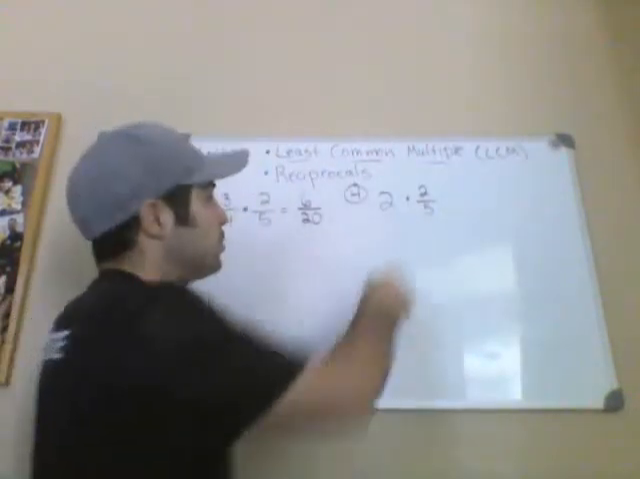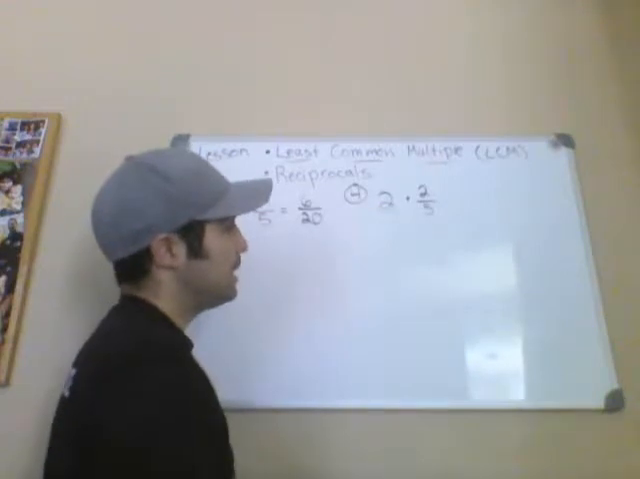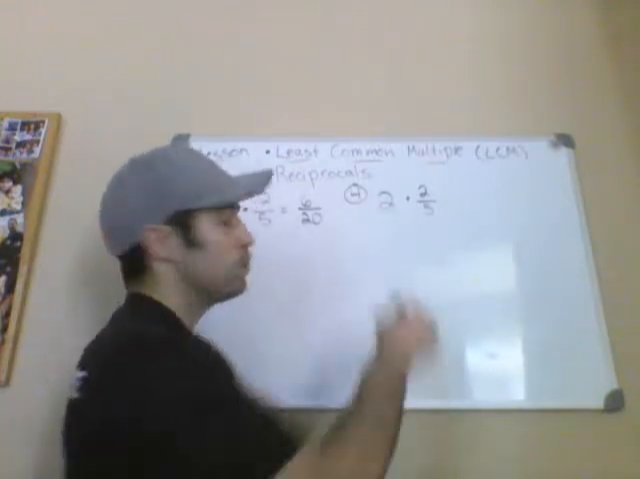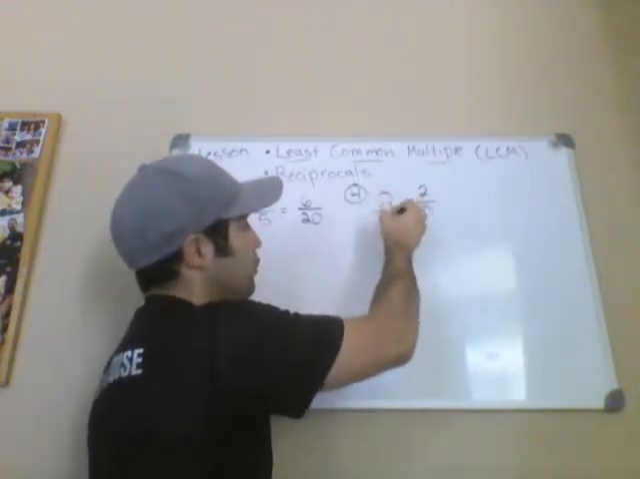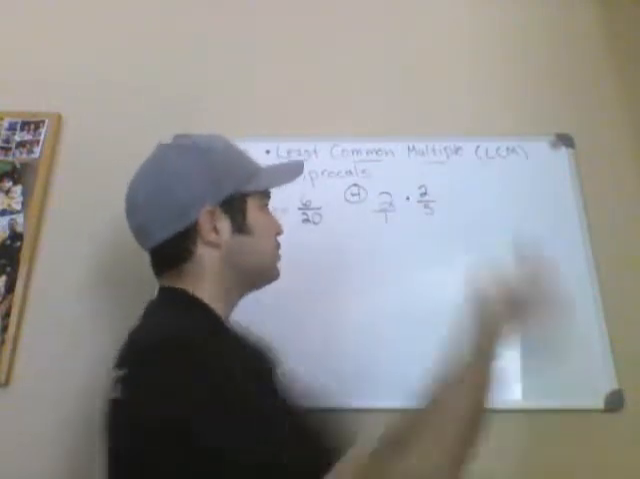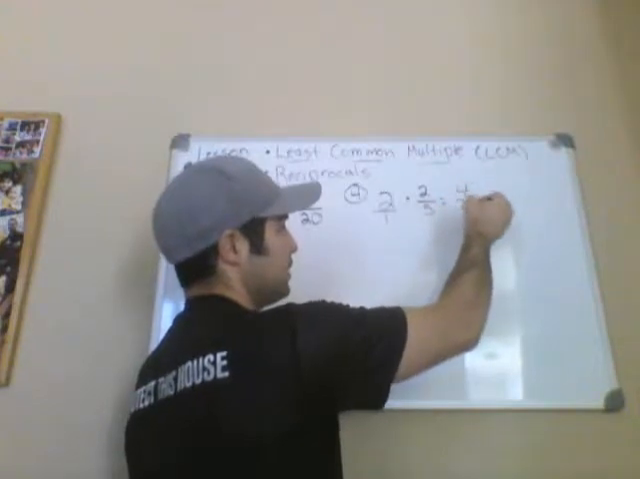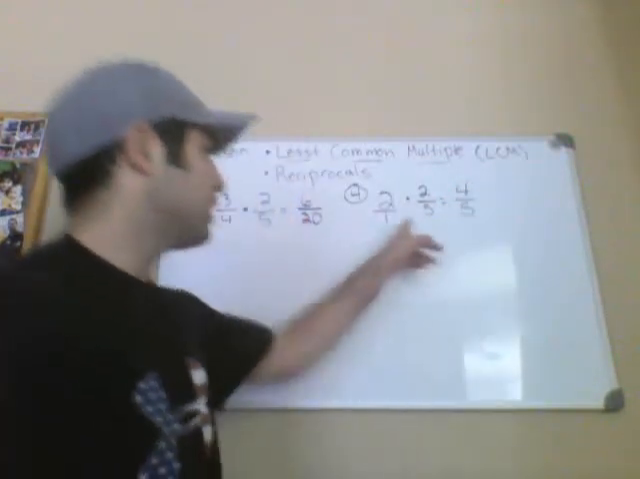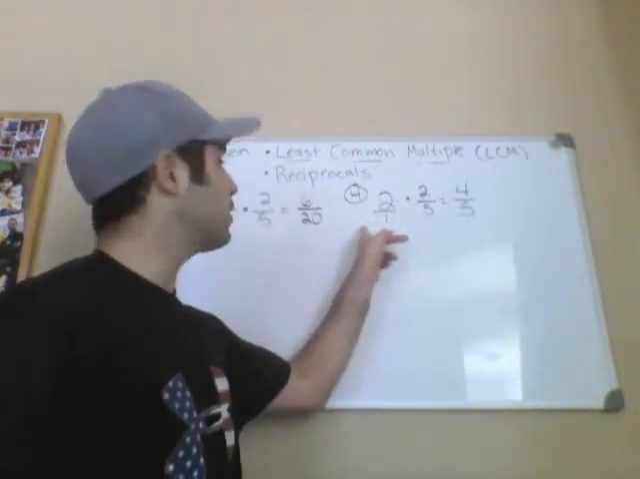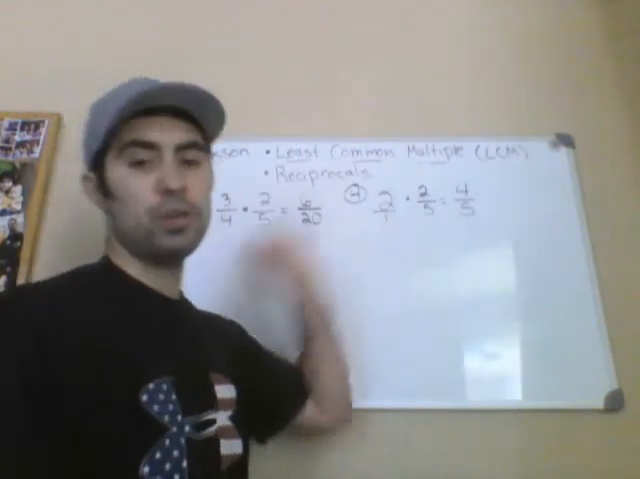Okay, what if you have to multiply a fraction by a whole number? Well, remember the magic 1. Whenever you have a whole number, you can put that over a 1. Okay? So this is 2 times 2, which is equal to 4. 1 times 5 is 5. So where did I get the 1? I call that the magic 1. Anytime you have a whole number, you can put it over 1.